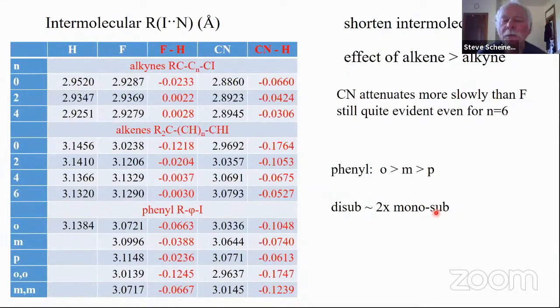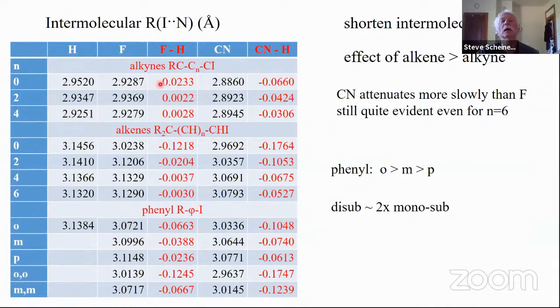Okay, other parameters we're interested in are the intermolecular distance. That is the distance from the I to the N. So this is the distance in hydrogen when we have no substituent, when we add F, and when we add CN. Again, the red numbers are the effect of the substituent. So when there is a substituent, these negative numbers indicate that the bond is getting shorter, which makes sense. You'd expect a stronger bond to also be a shorter one.